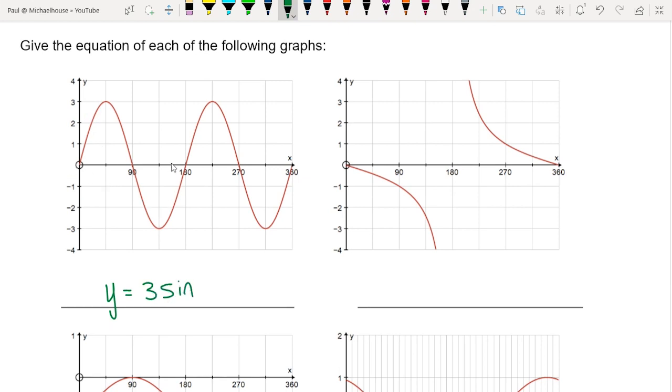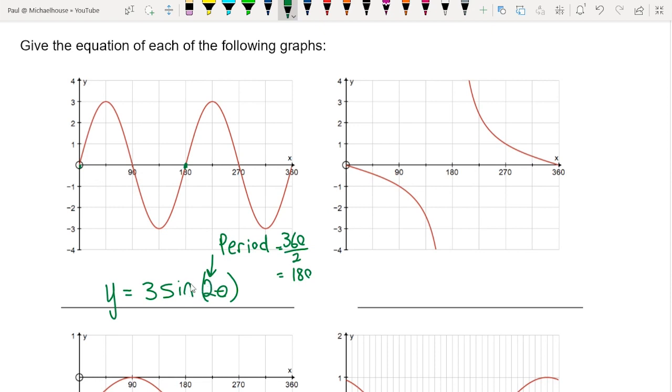Then I also see that I'm getting 2 graphs in, so 3 sine 2 theta. Remember, if there's a 2 here, that means that the period would actually be 180 divided by 2. Rubbish. The period would be 360 divided by 2. In other words, the period would be 180, and we can see clearly that the period is 180 degrees. That's how long it's taken.